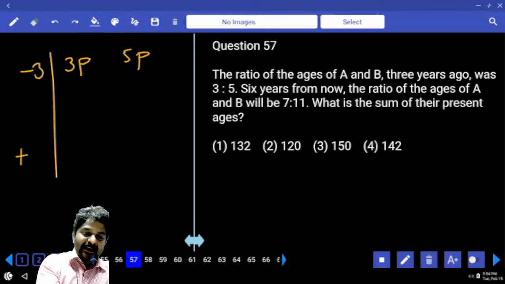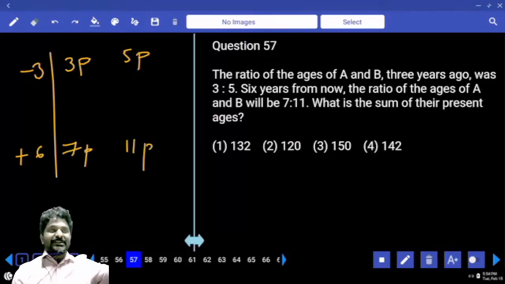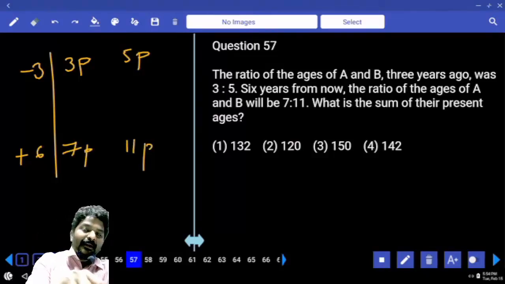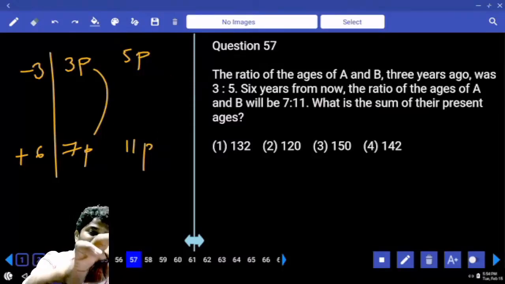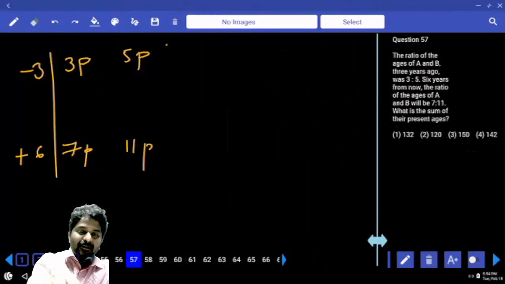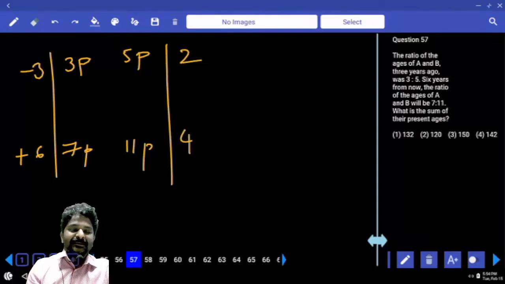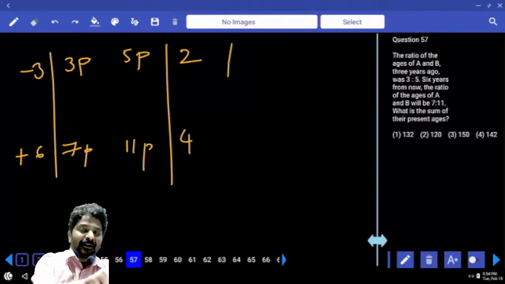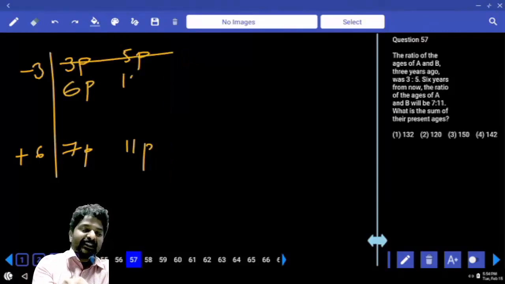6 years from now, that is after 6 years, ratio becomes 7:11. 3 years back to 6 years after, difference is 9 years only. And first person's age in terms of parts increased by some amount, and second one increased by another, they are not equal, right? So to make them equal, take the difference here, it is 2 parts and here it is 4 parts. So instead of 2:4, you can even write it as 1:2 also, simplified form. If you make it 1:2, after going for cross multiplication, first ratio should be multiplied by 2, then it becomes 6 and then 10.